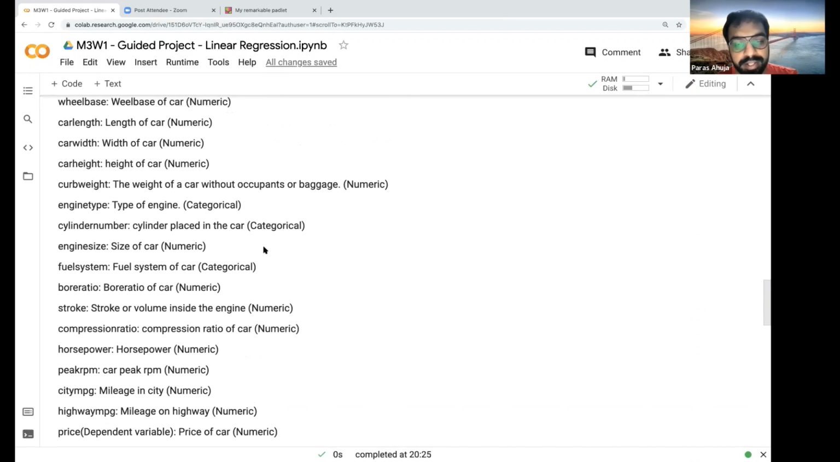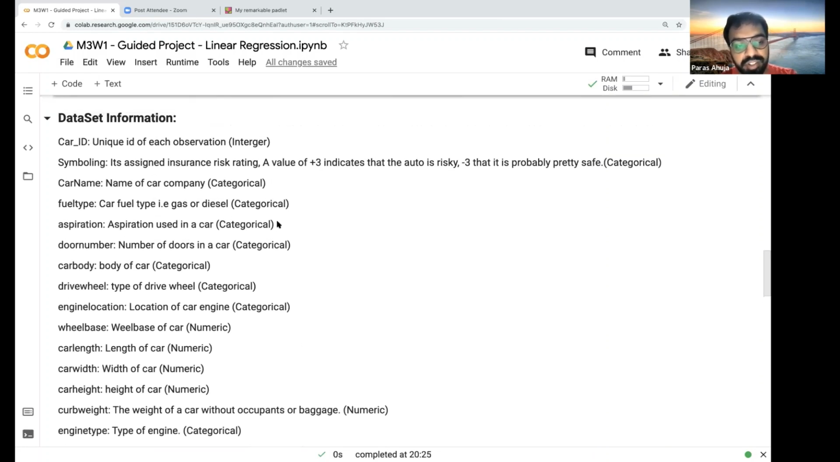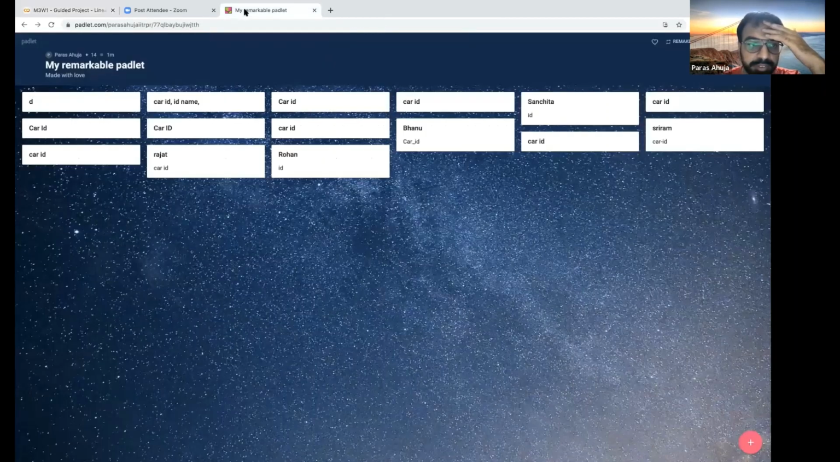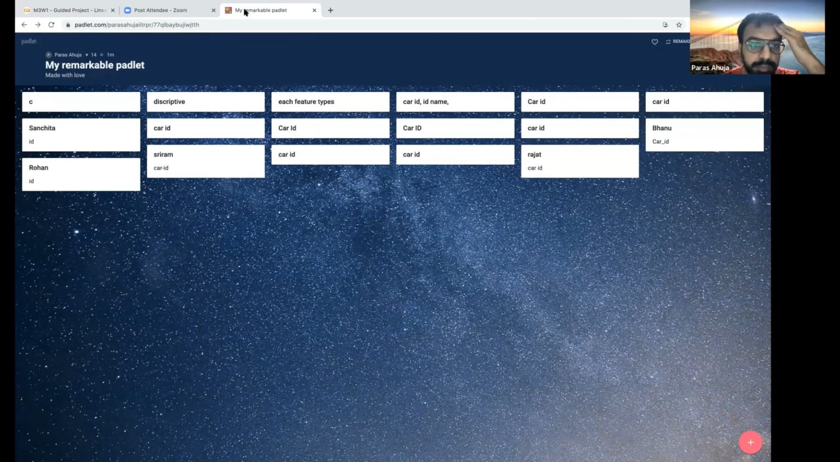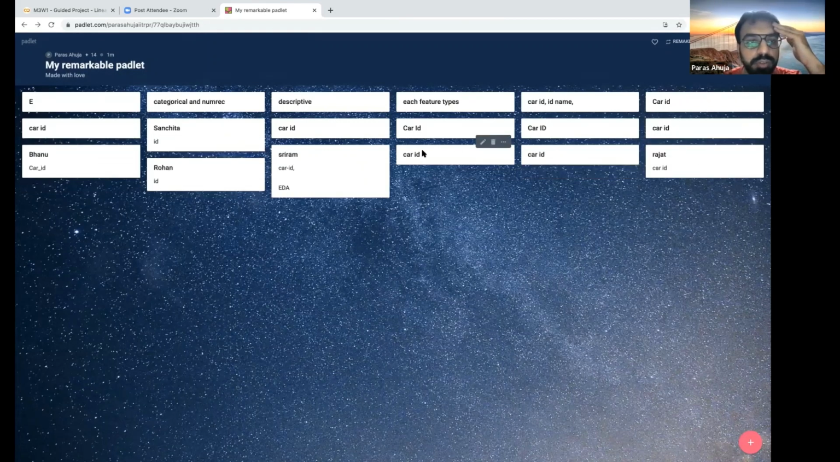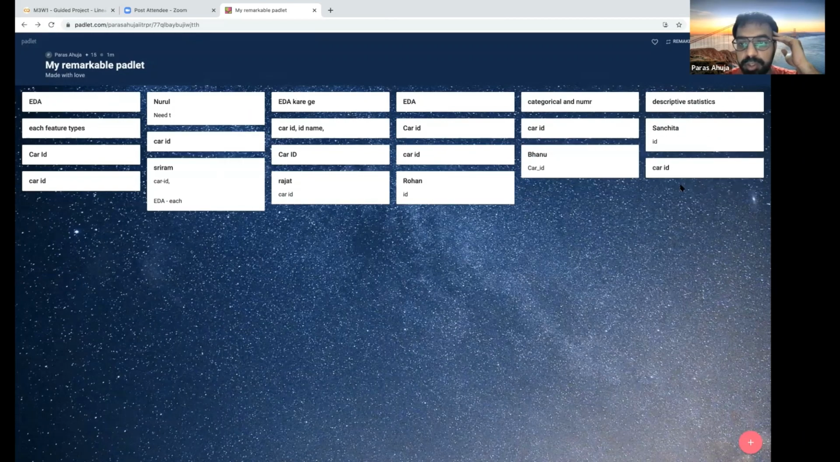Now, what do you think is the first step? After getting this information, what should you look for in your data? You have the data, you know the columns. What should the next step be? Descriptive statistics, okay. Feature types, okay. But feature types we have already seen in the info, right? We saw which columns are categorical and numerical.